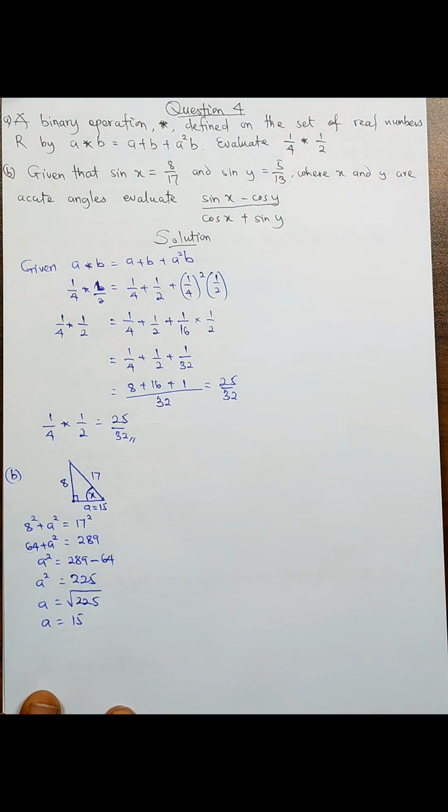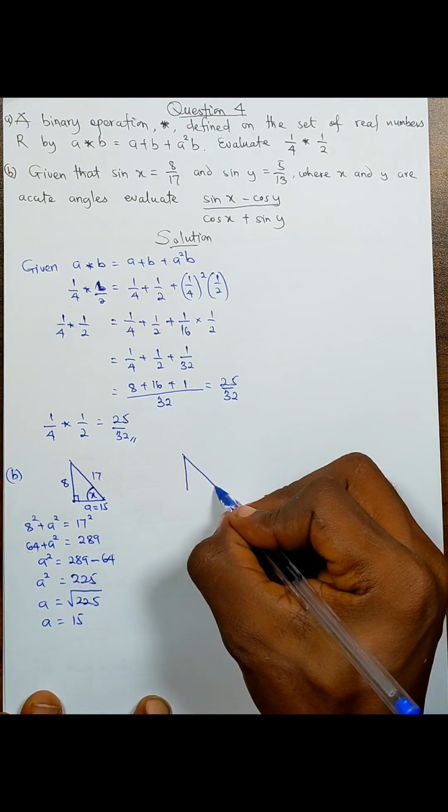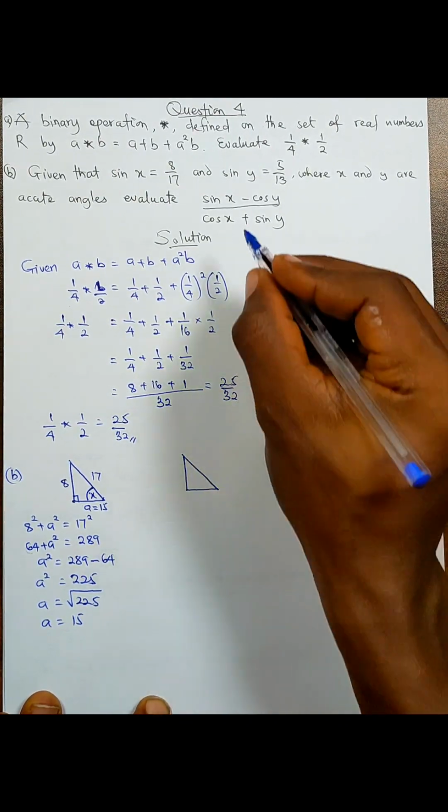So we can come and say A is equal to 15 here. We don't want to continue. We want to also do the same for the other value. So we said sine y.